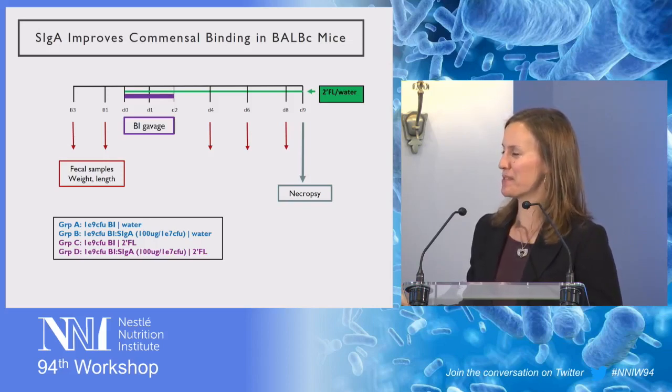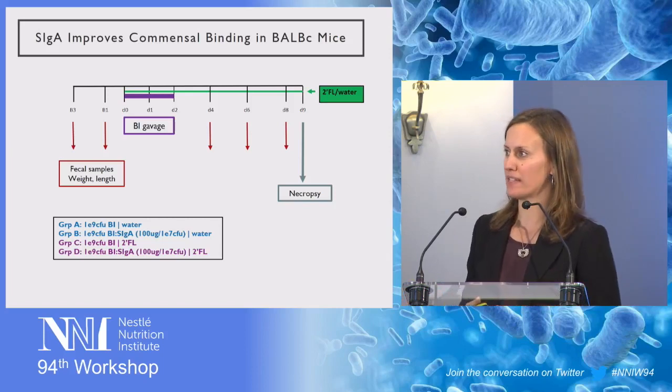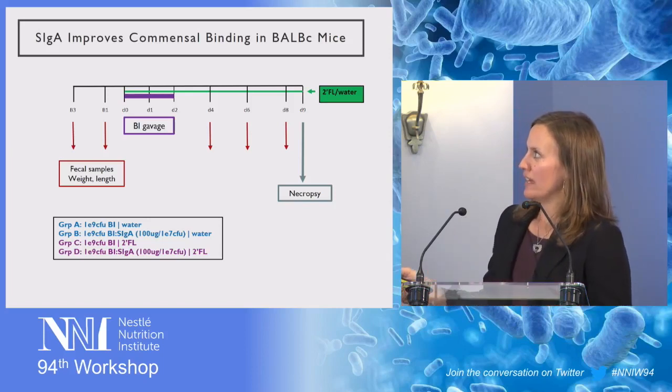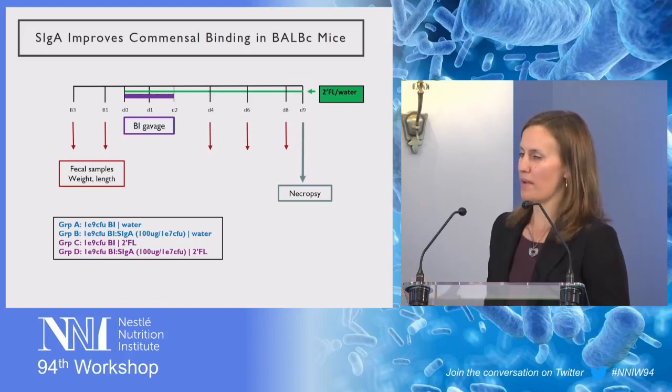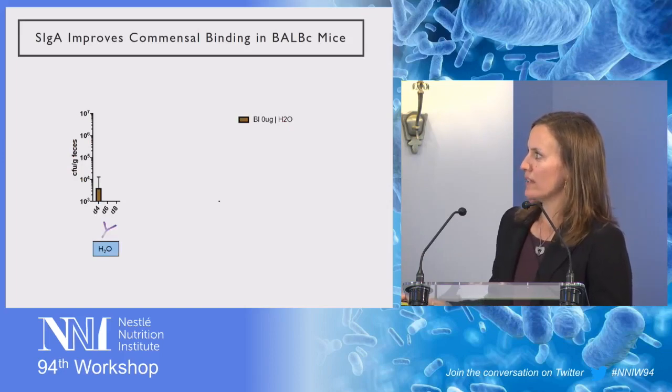So we have 4 different groups. 2 were provided water, but 2 were provided with 2-fucosyl-lactose to really increase the ability for that B. infantis to find its own little ecological niche and survive. We collected fecal samples day 4, day 6, day 8, and then necropsy done day 9 to look at persistence of B. infantis. And so what we found, I'll break this down just a little bit, when the mice were provided with water and B.